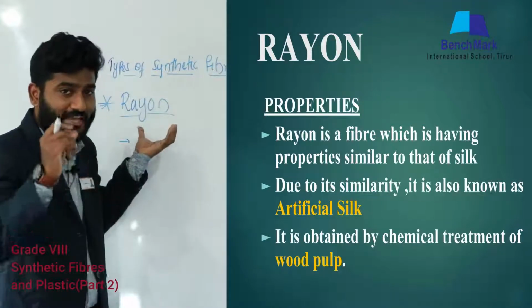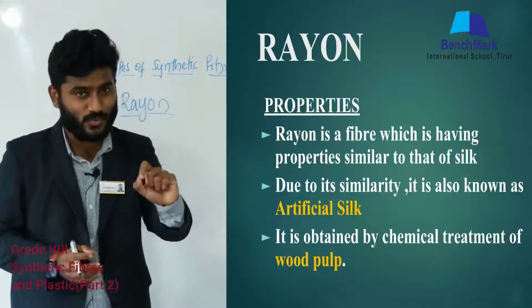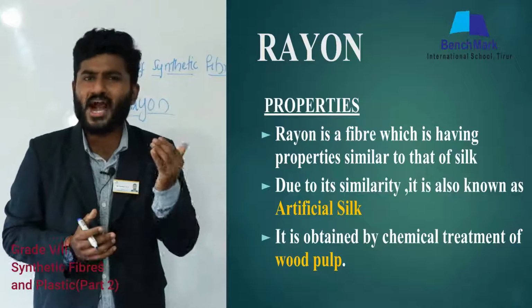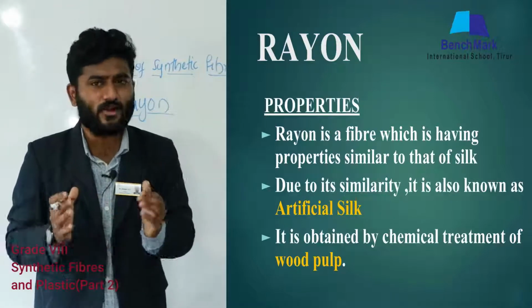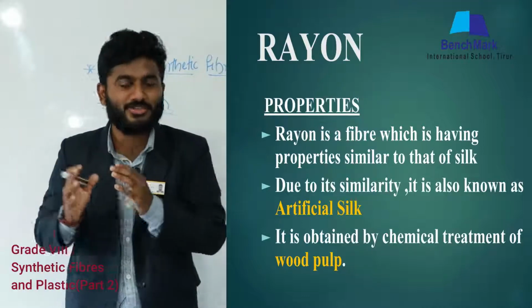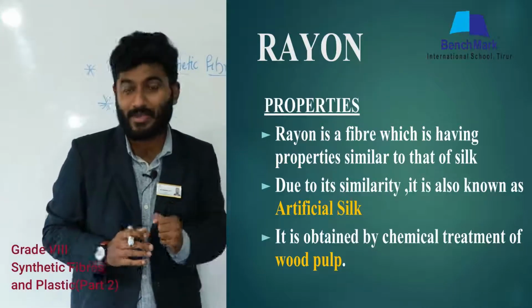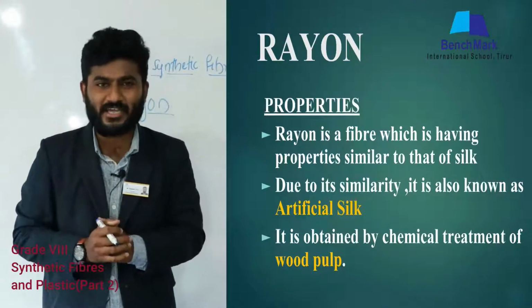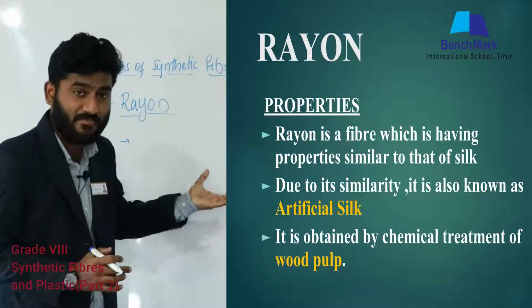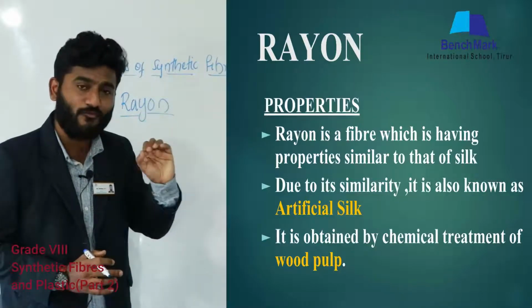So in a nutshell we can say that rayon is similar to silk, and that is why it is known as artificial silk. And how is this rayon prepared? Rayon is prepared by chemical treatment of wood pulp. Scientists took wood pulp, chemically treated it, and obtained rayon. So how is rayon prepared? Rayon is prepared by the chemical treatment of wood pulp.